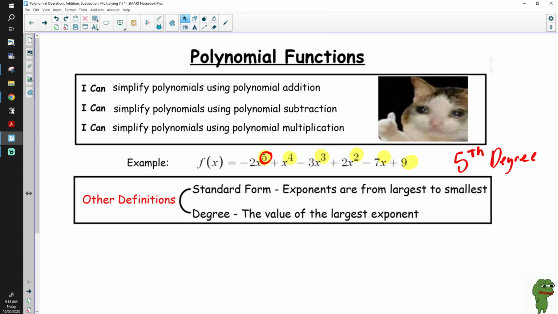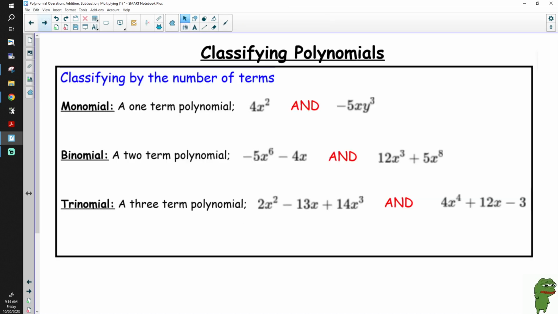The next thing is just a couple little vocab words that I use a lot. Don't have to have them memorized, but I do say them a lot. I will often refer to polynomials as monomials, binomial, or a trinomial. These are the three special ones. If a polynomial has one tiny little term, like 4x squared, that's it. It's called a monomial because it has one term. Mono means one.